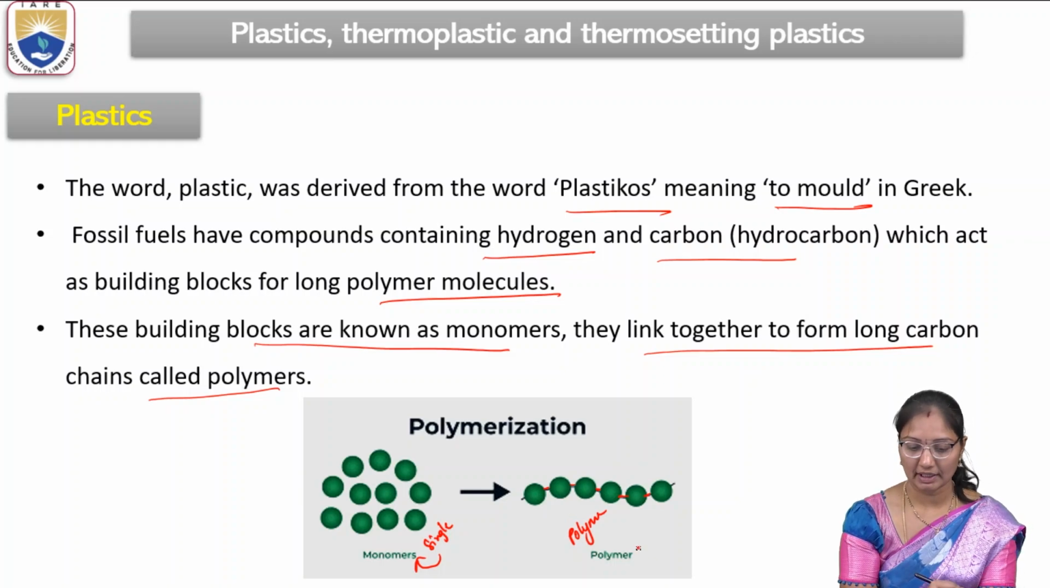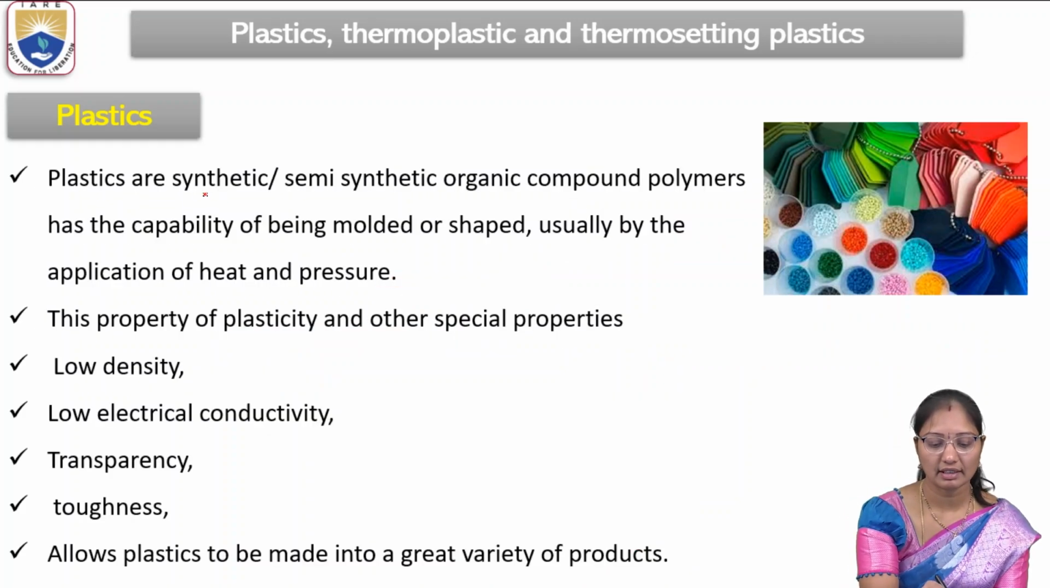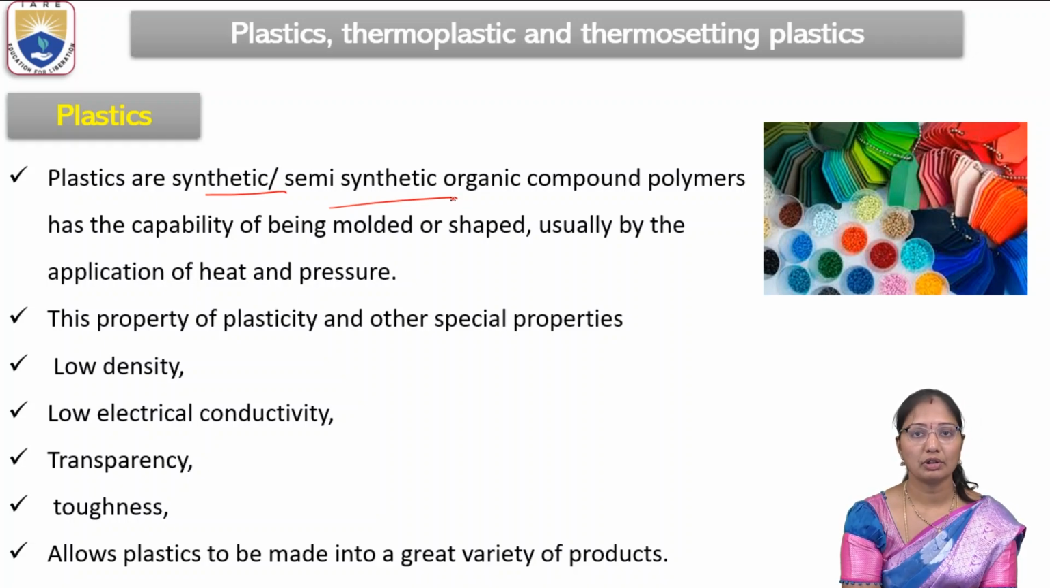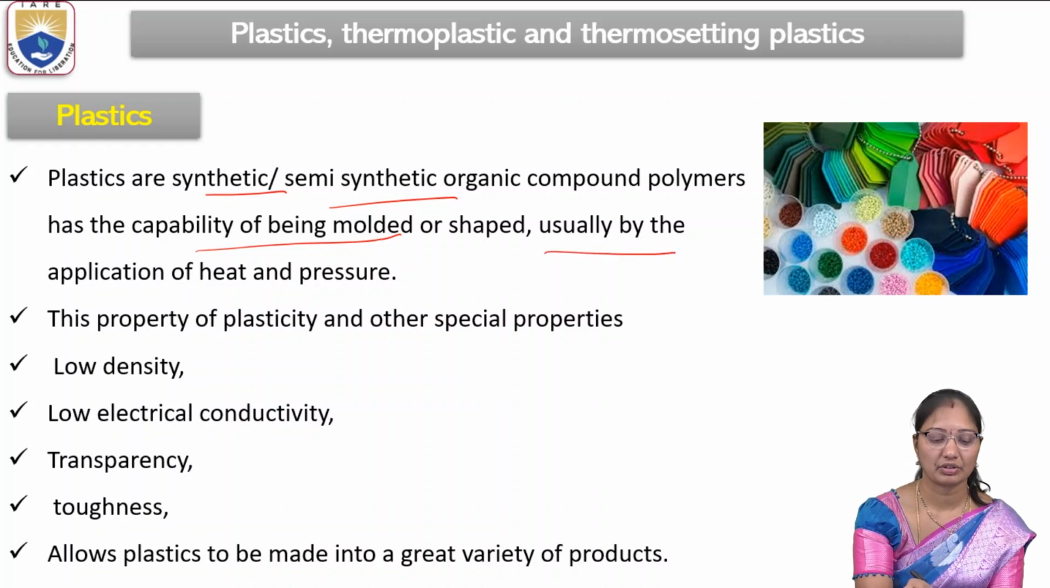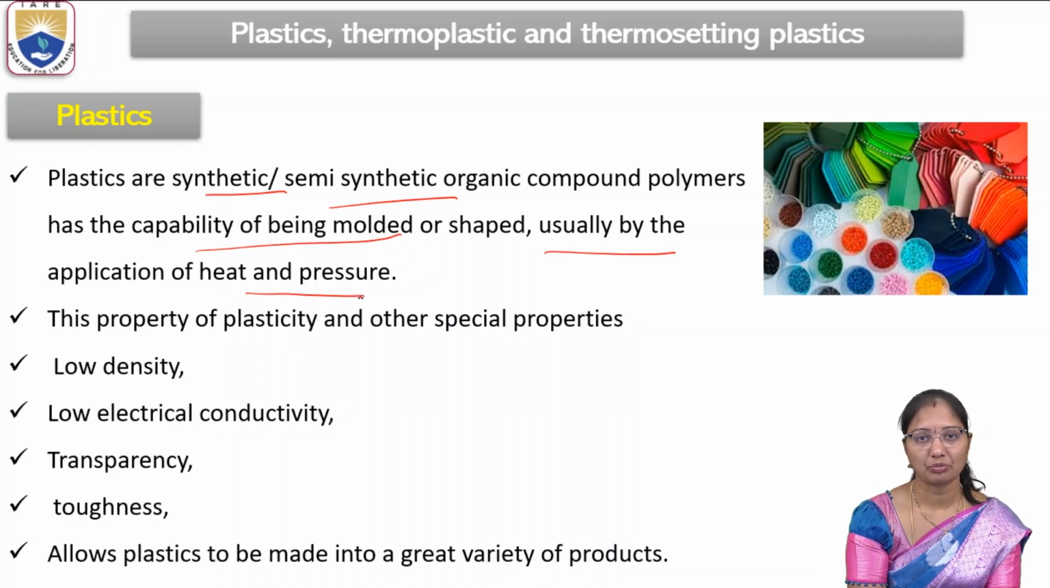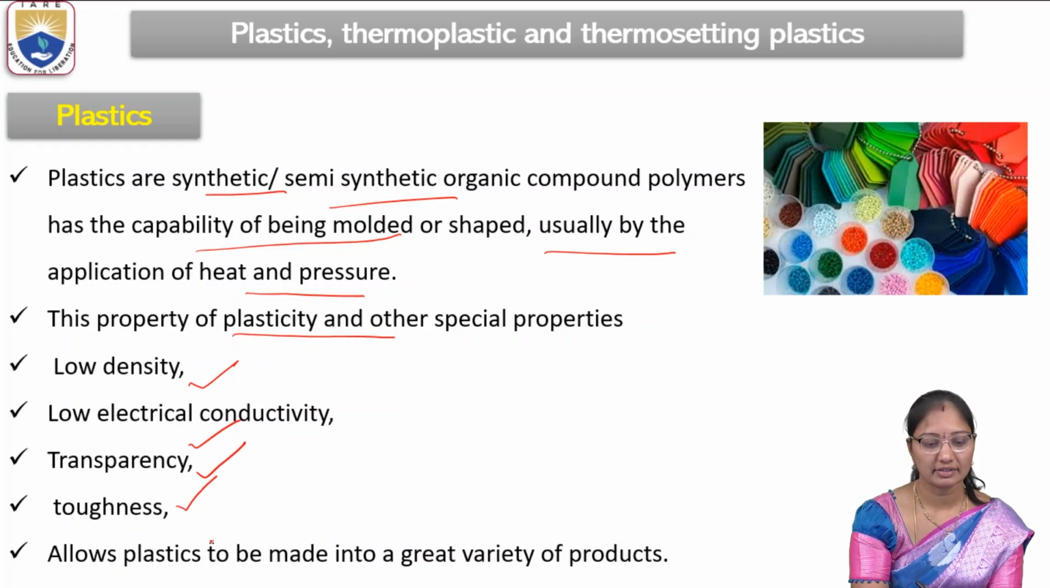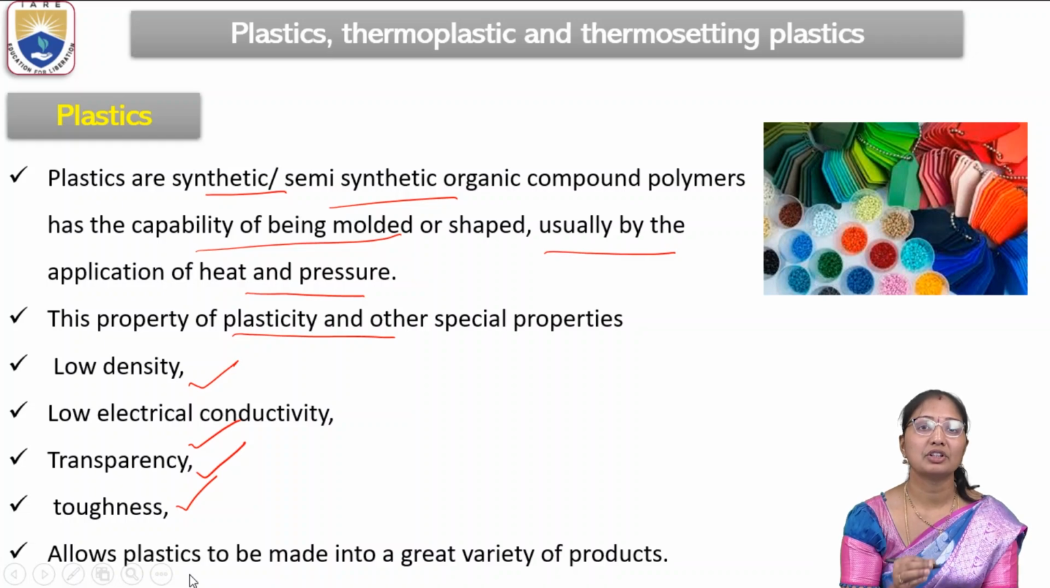then it is called a polymer. So plastics are synthetic or semi-synthetic organic compound polymers and have the capability of being molded or shaped, usually by the application of external heat and pressure. The property of plasticity and other special properties, which include low density, low electrical conductivity, transparency and toughness, allow these plastics to be made into a variety of products.